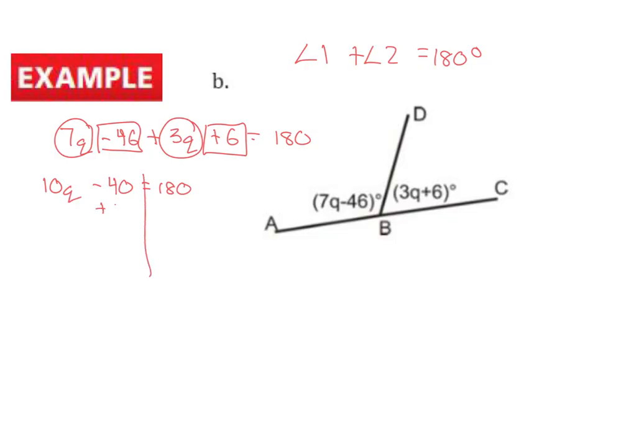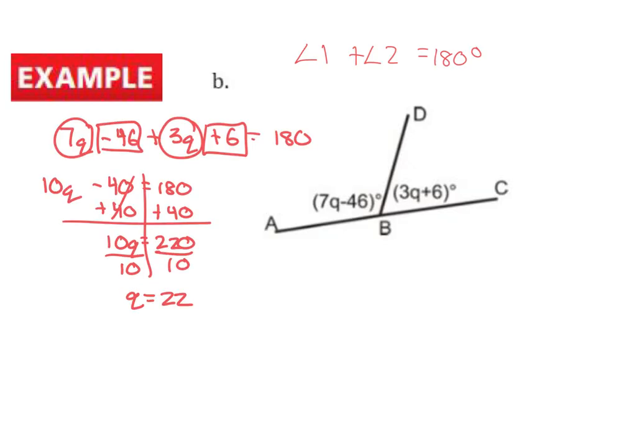So let's solve. Add 40 to both sides. 10q equals 220. Divide both sides by 10. And q equals 22. So now we'll find the actual angles.